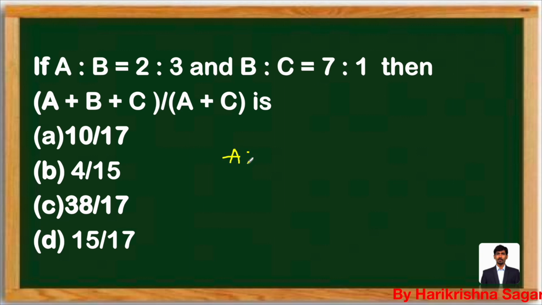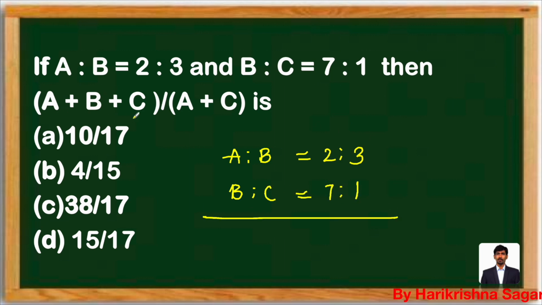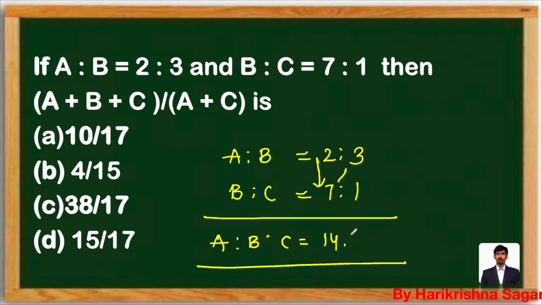So they given A is to B value as 2 is to 3, B is to C value as going to be 7 is to 1. Using this, they are asking you to find out what is A plus B plus C divided by A plus C. So to get this value, first of all, we have to know what is A is to B is to C value. To get A value, multiply the first terms, which is going to be 14, B value is 21, and C value is going to be 3.